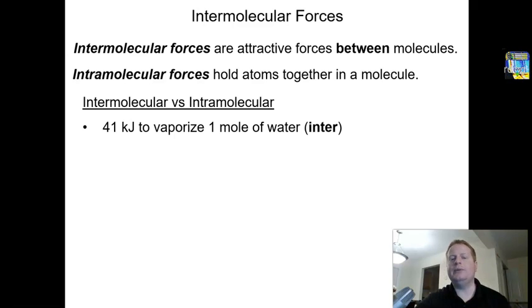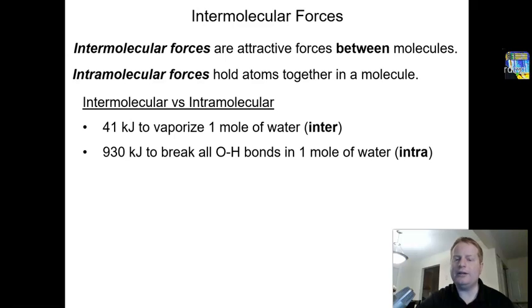But okay, so big difference here. If we were to vaporize 1 mole of water, right, go from a liquid to a gas, that would take 41 kilojoules of energy to vaporize that. If we were to break all the OH bonds in 1 mole of water, that would take 930 kilojoules of energy. That would take a chemical reaction pretty much to do that. Pretty big difference.